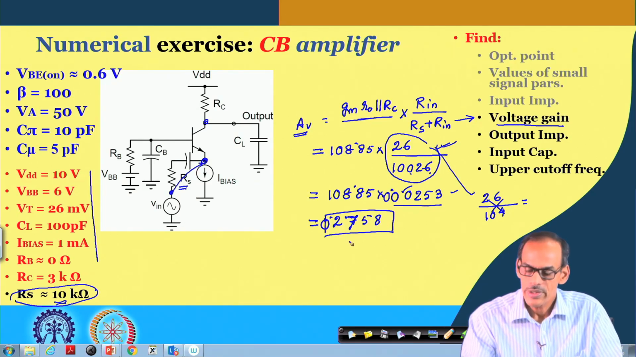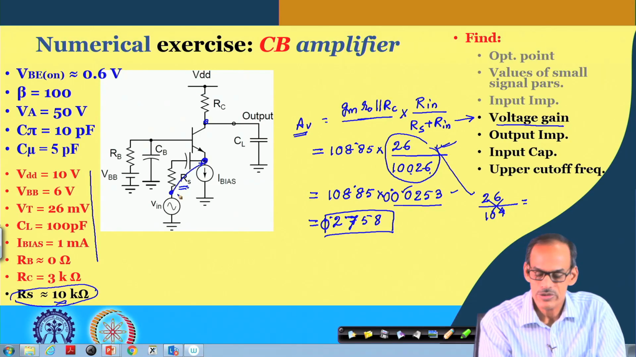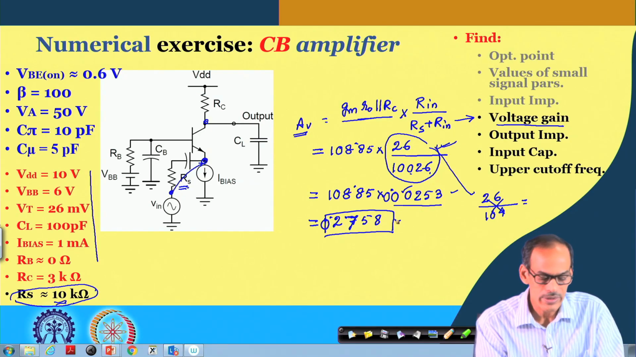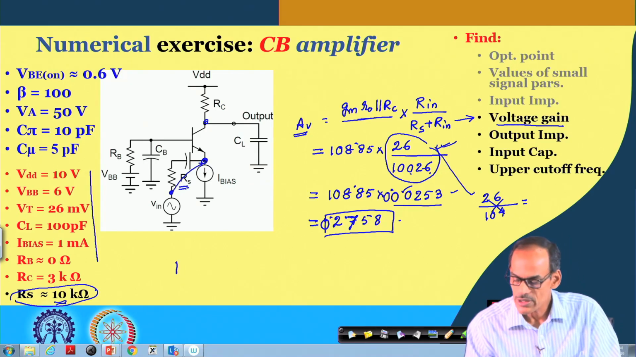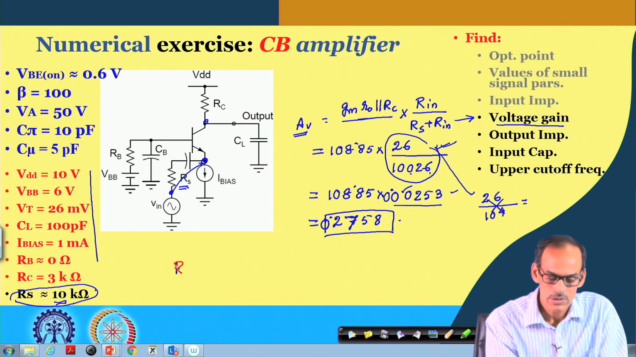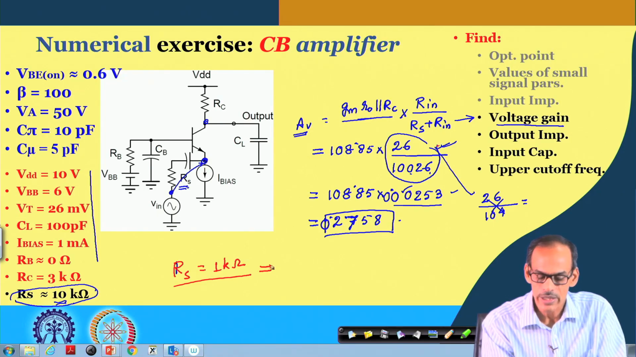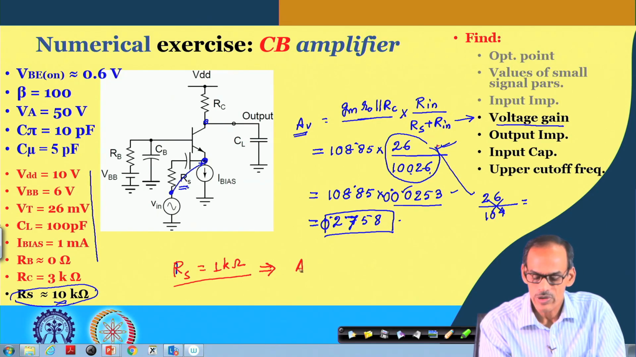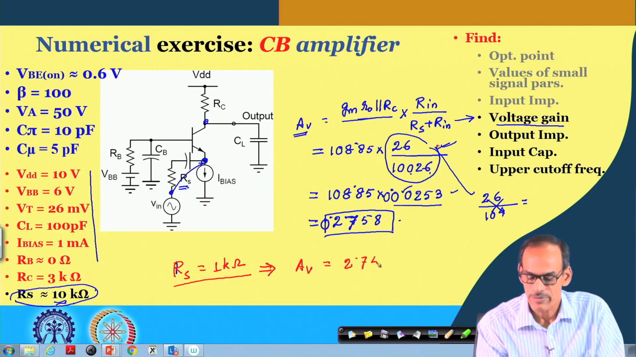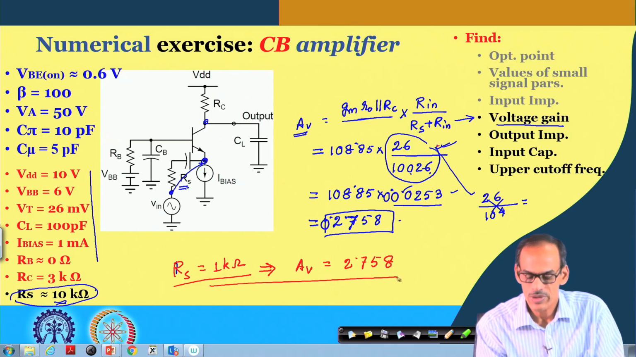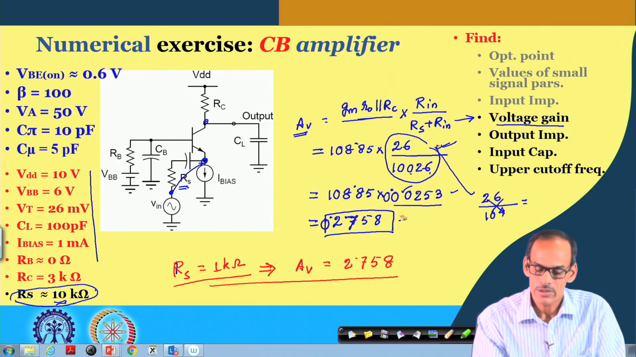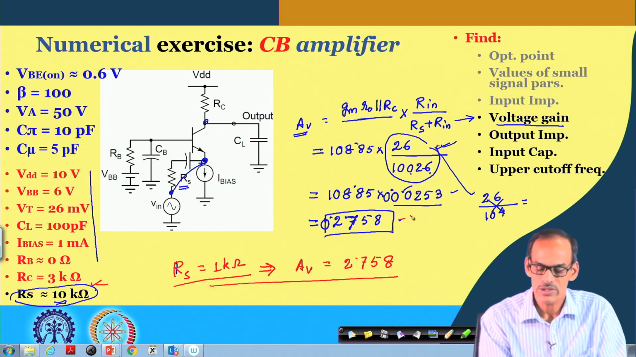So, naturally, if we consider practical values of this source resistance, we can see the effect. In fact, if I consider a lower R s, say R s equal to 1 kilo ohm, then also this attenuation will be quite significant, and with this R s of 1 kilo ohm, the overall voltage gain is 2.758. I think I have done this calculation for 1 k, and now if it is 10 k, the situation is really bad.